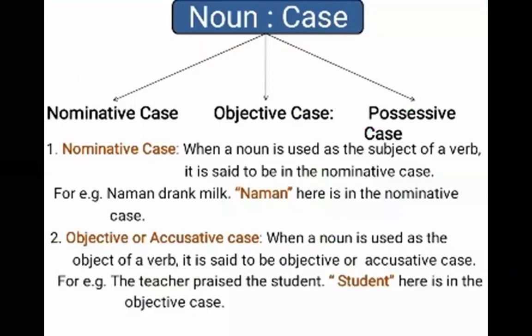Now, noun case. There are three cases of noun: nominative, objective, and possessive case. The nominative case is when we use a noun as a subject. Subjective or nominative case means when we use the noun as a subject. And objective case is when a noun is used as an object. And possessive case is the noun case which we have in our PT1. But this particular part of objective case I would like to discuss.